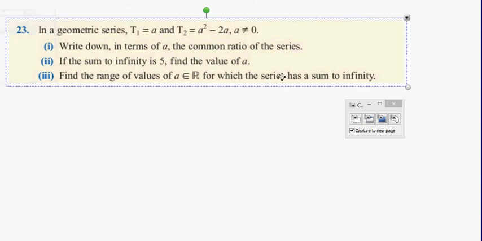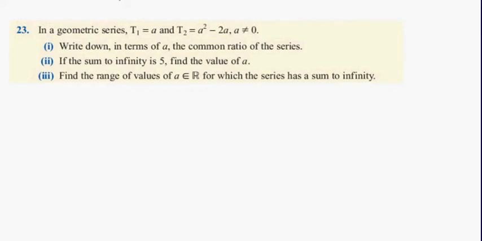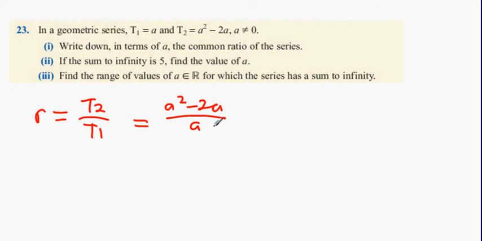Okay, so in question 23 what we have is in a geometric series t1 equals a and t2 equals a squared minus 2a. If it's a geometric series, the common ratio equals t2 divided by t1. So we can see that t2 is a squared minus 2a and t1 is a. Then we're going to have a into a minus 2 all divided by a. The a's cancel. And what we're left with is a minus 2.